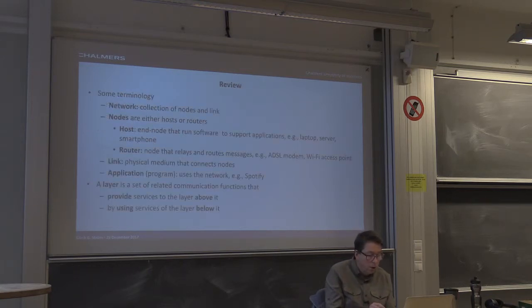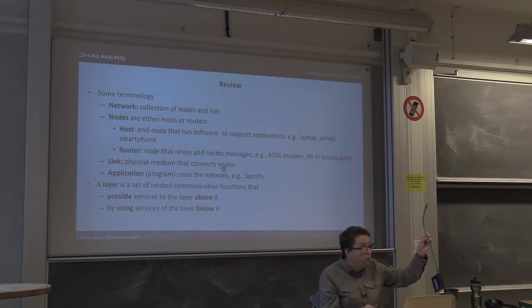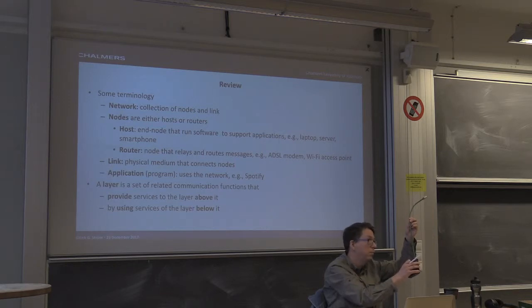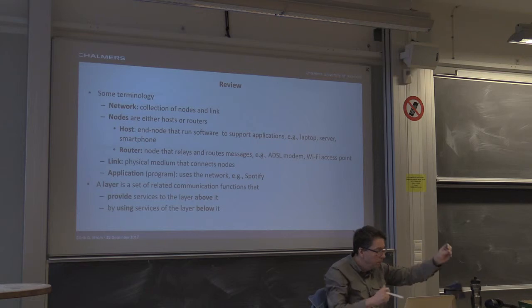So, terminology. We know that a network is a collection of nodes and links. We know that nodes are either hosts or routers. Hosts are those who are at the end of the network, end nodes that run software to support applications. So a laptop, server, whatever. Router, some node whose purpose is to relay and route messages. Okay, so the interior working of the network. A link is a physical medium, this one, that connects nodes. So this is a network node. This is not a host. This is a host. This is a router, or actually a switch, but it's whatever. And here's the link. Okay.